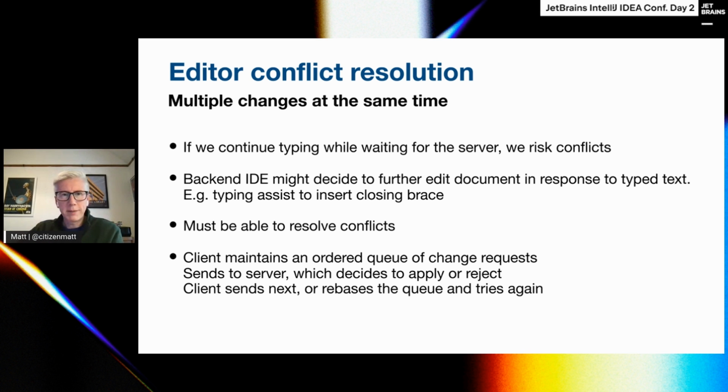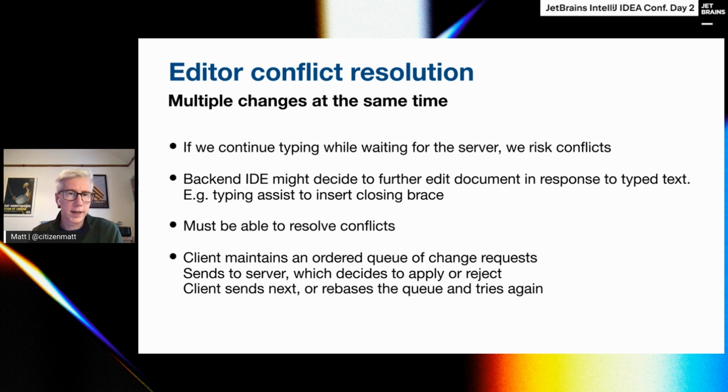But by the time we've sent a message to the server, and by the time that the message comes back again, I might have typed another couple of characters. So if I insert an open bracket at offset 10, the server wants to insert a close bracket at offset 11, but I've already typed a letter there. So there's already something there. So we've got a conflict. We must be able to resolve this.